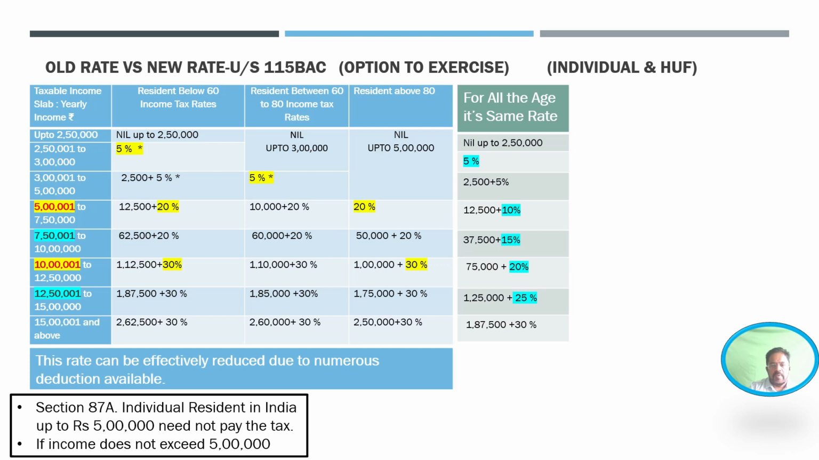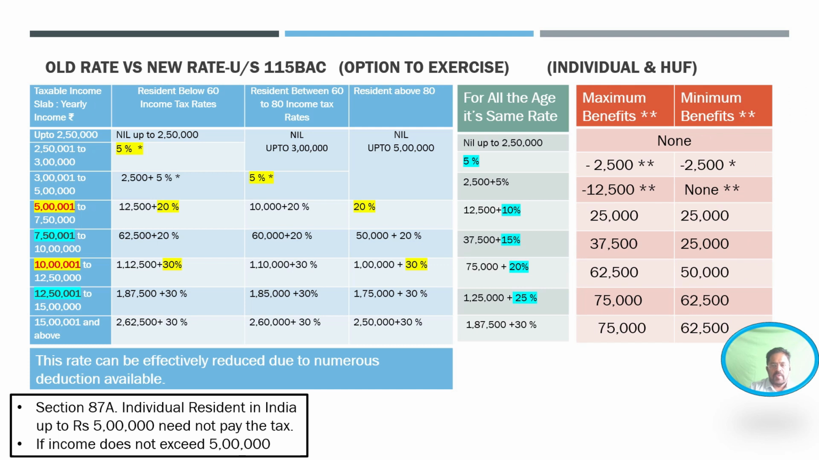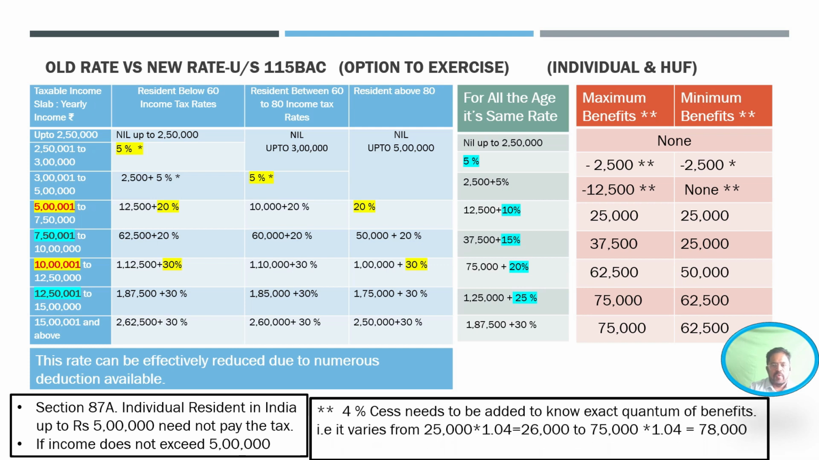So apparently it appears that going for the new rate of system is advantageous. And you must have read in a number of newspapers that this advantage is available from 25,000 to rupees 75,000. And to this particular amount, if you add the 4% cess which is there, then the exact benefit will vary from 26,000 to 78,000. So the rate of taxation, you have to compare that. Yes, apparently there is an advantage of going for the new rate of system.